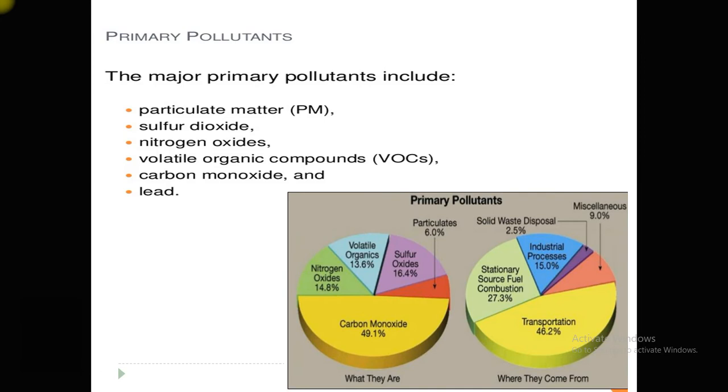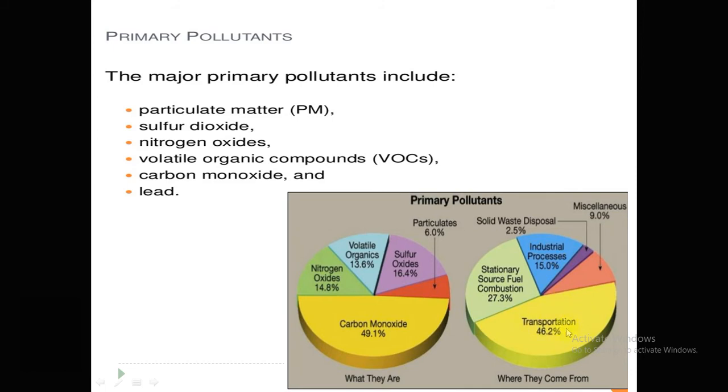Pollutants are mainly classified into two types: primary pollutants and secondary pollutants. So what are primary pollutants? As you can see in the diagram, a primary pollutant is an air pollutant which is emitted directly from the source into the atmosphere. So what kind of sources, where do they come from?